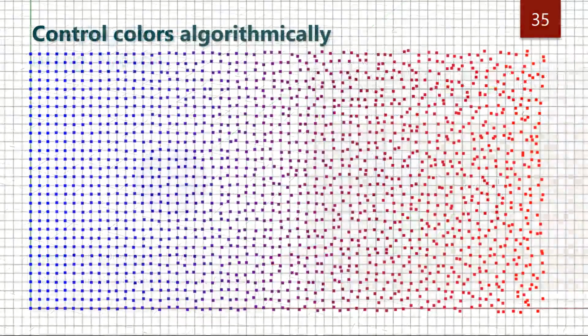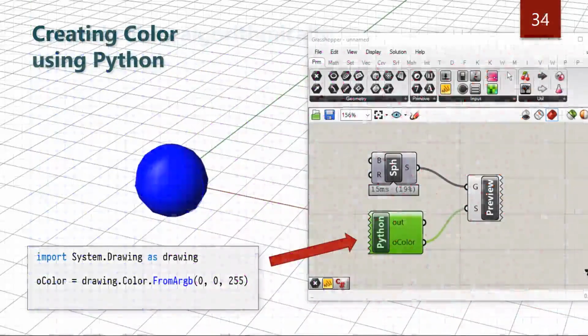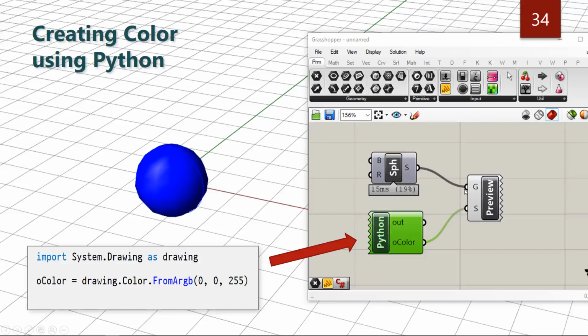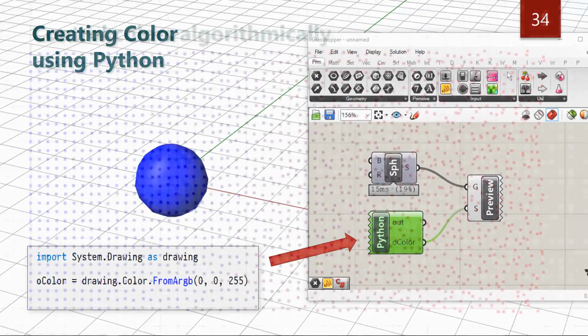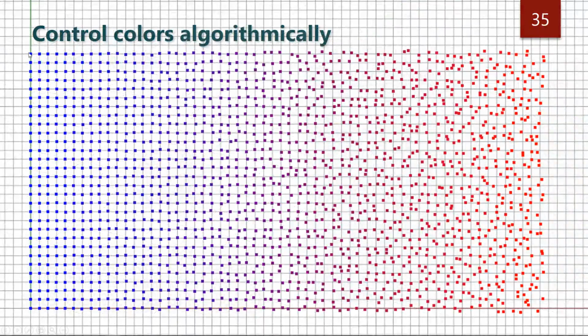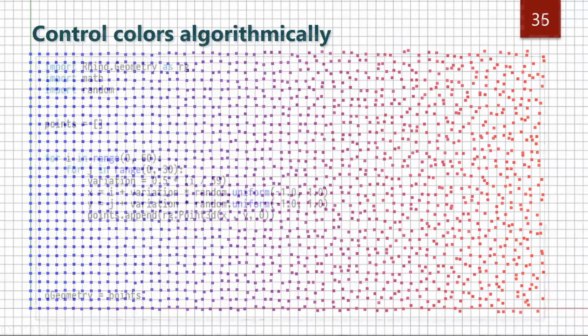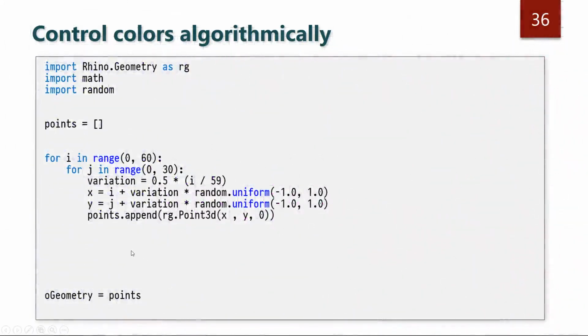Okay, but we can output a list of colors. For example, if we give this preview component a list of geometry objects and then a list of colors, then each of the objects will be colored using the matching color from the list. So now, rather than manually creating one single color object, we're going to create a list of color objects, or color variables. Each of them has a slightly different value, and the values are controlled by the logic of the for loop. Okay, so this is where our code is.